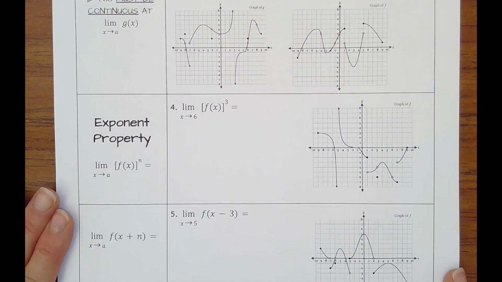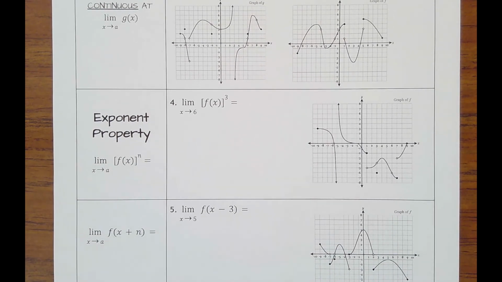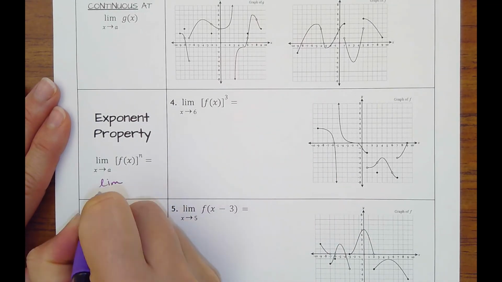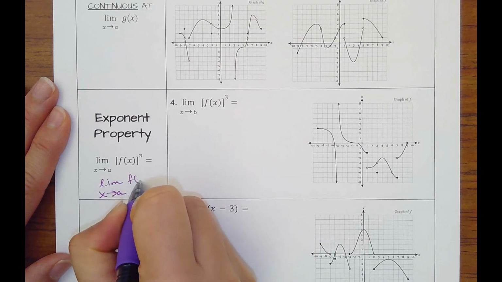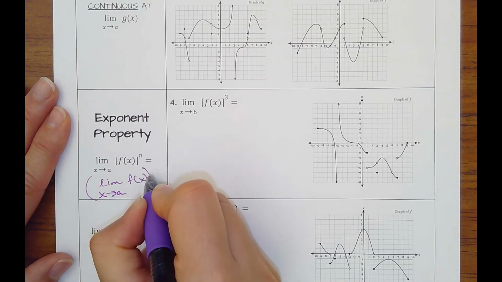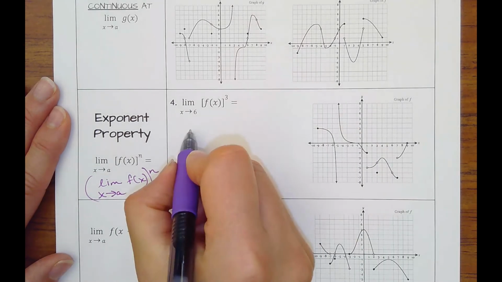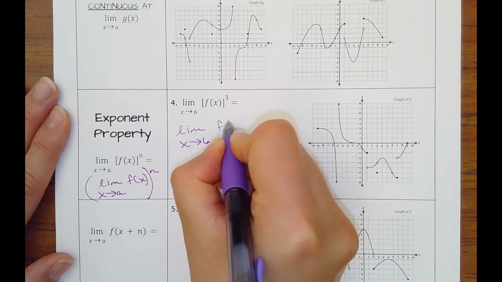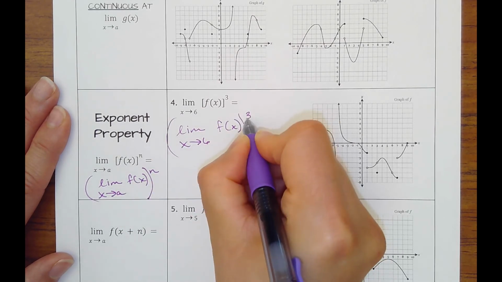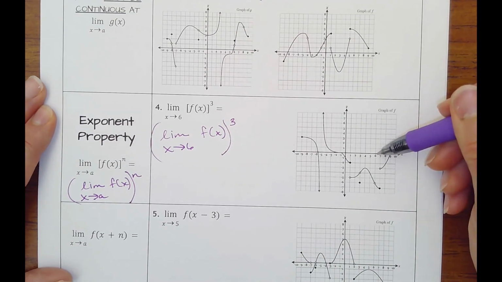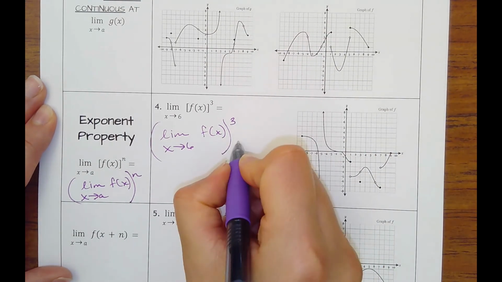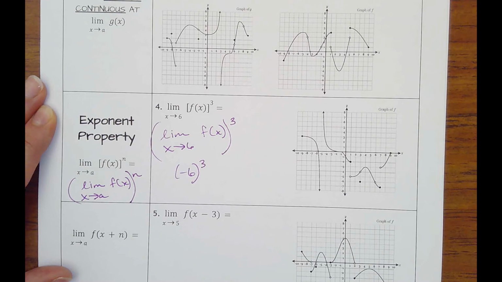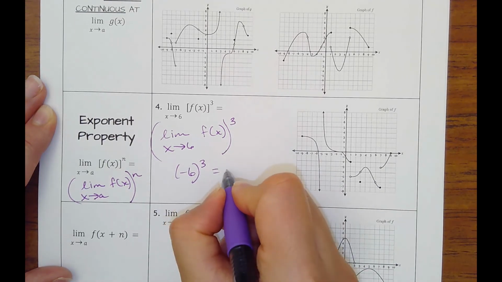All right, and then we've got exponent property as our last one. Our exponent property says that we'll find the limit as x approaches a of f of x. That will be taken to the nth power. So on this one, we'll have the limit as x approaches 6 of f of x. We'll find a value and we'll take it to the 3rd power. So as we're approaching 6, it looks like our limit is -6. So we would have -6 cubed, which is -216.